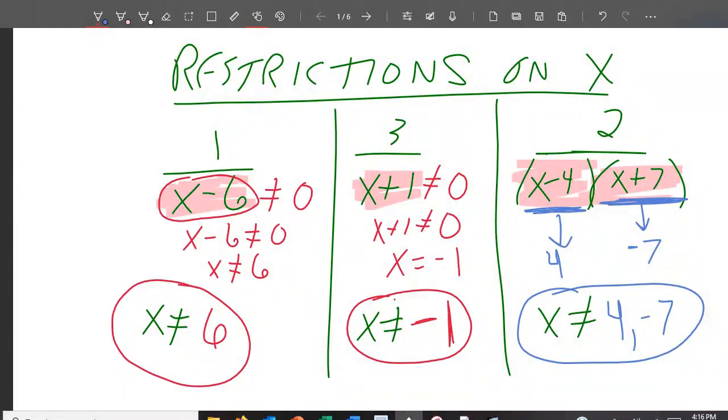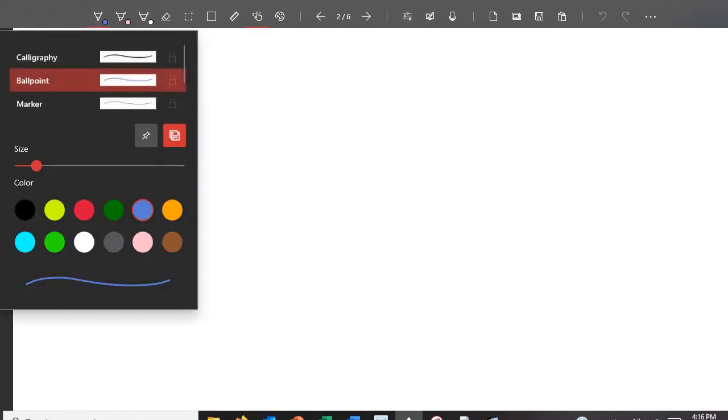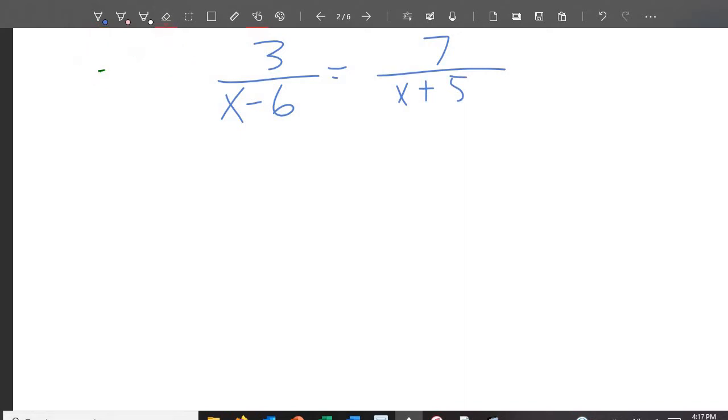Now, I think I'm going to do 5 problems where we're solving for x. On all of these problems, let me rewrite this. I don't like that. You're going to have to find the common denominator, just like when we were adding and subtracting, and just like when we were doing the complex fractions.